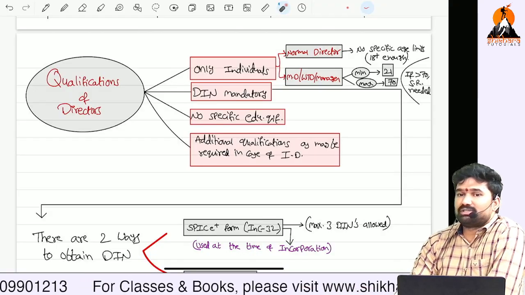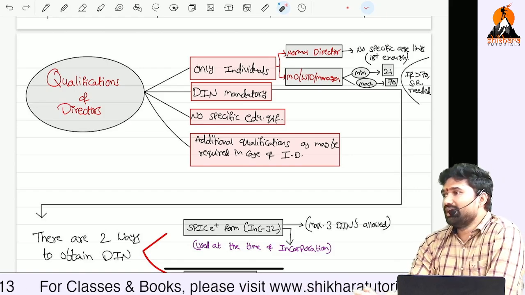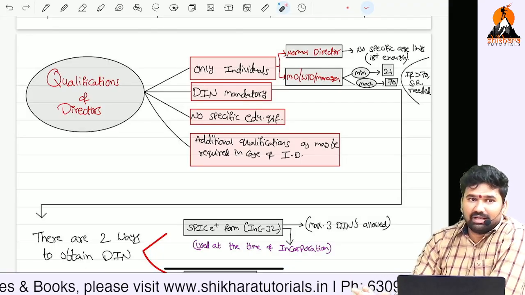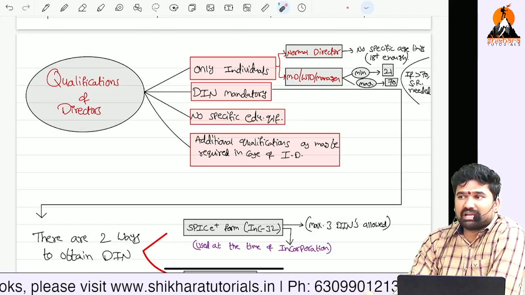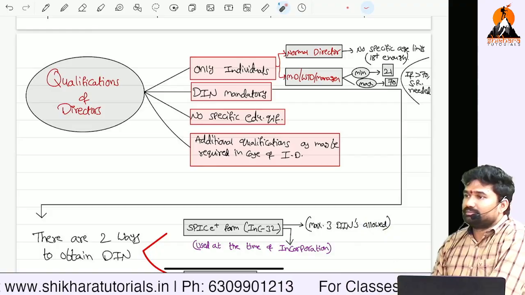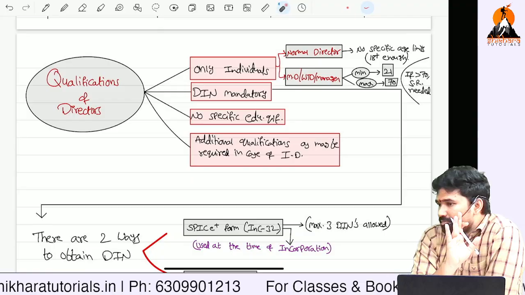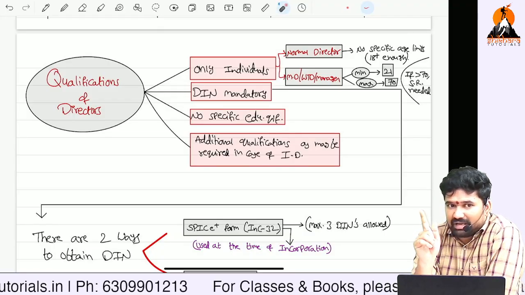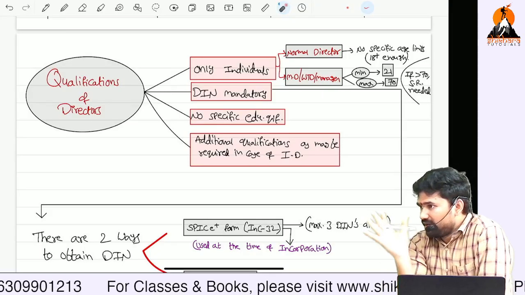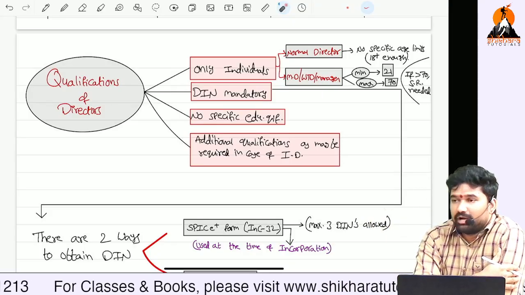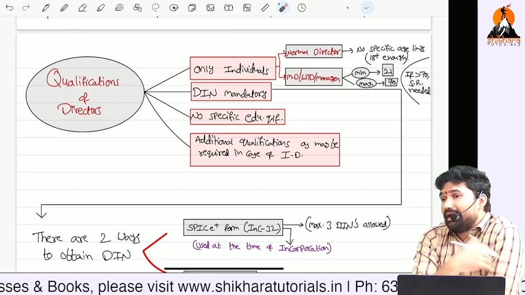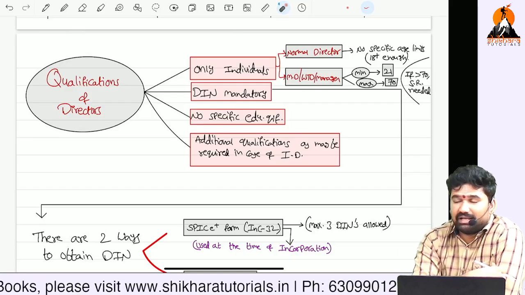For other directorships, no age-wise restrictions are there, but the only thing is he should be capacitated enough to enter into the contract. In the Indian Contract Act, what is the minimum age requirement for a person to enter into a contract? 18 years. That is the same requirement. No new additional requirements are placed by the Companies Act 2013. The only requirement is if a person is capacitated enough to enter into a contract, he is qualified to act as a director. 18 years, that is the same thing.